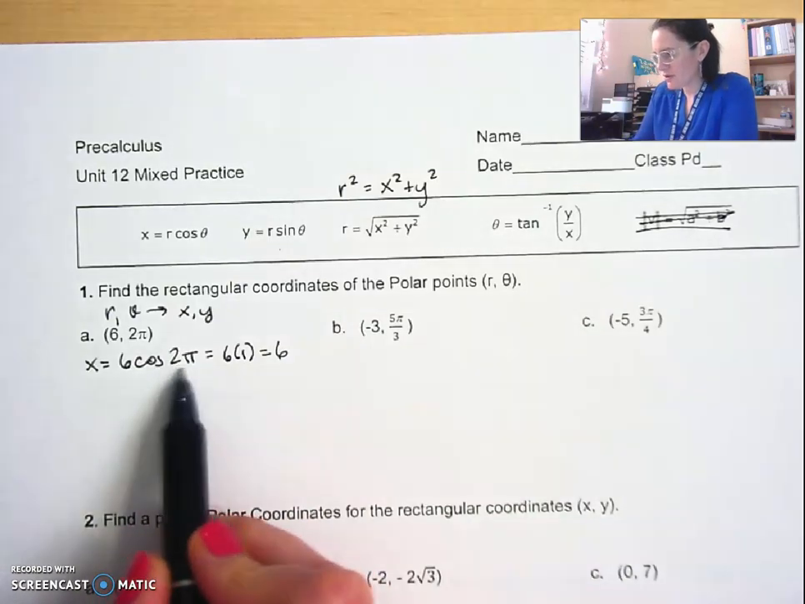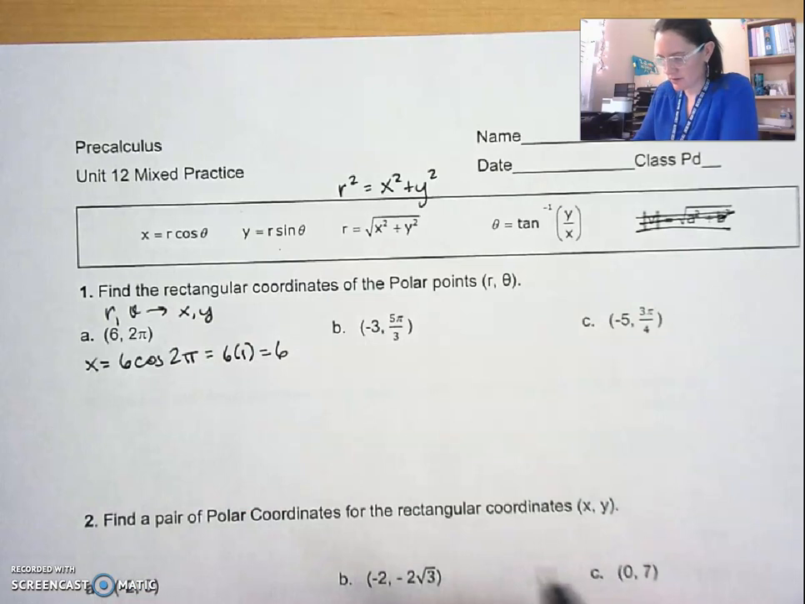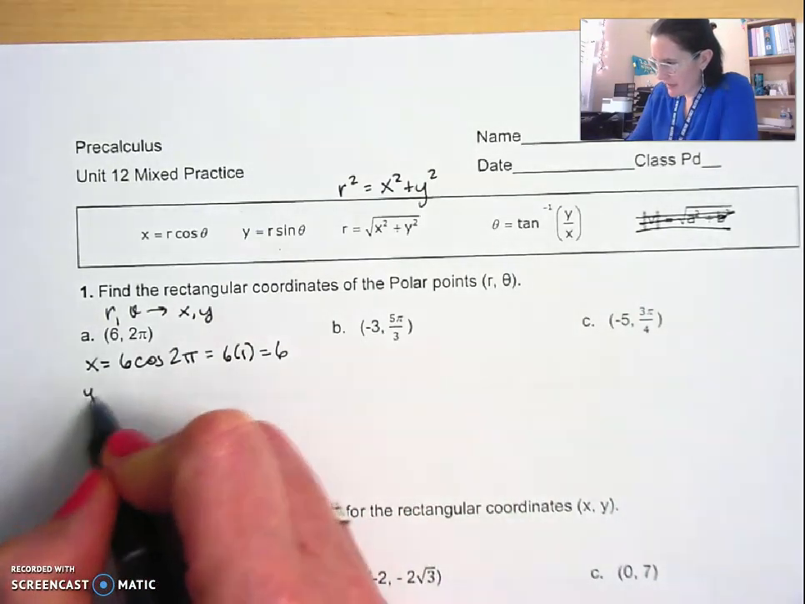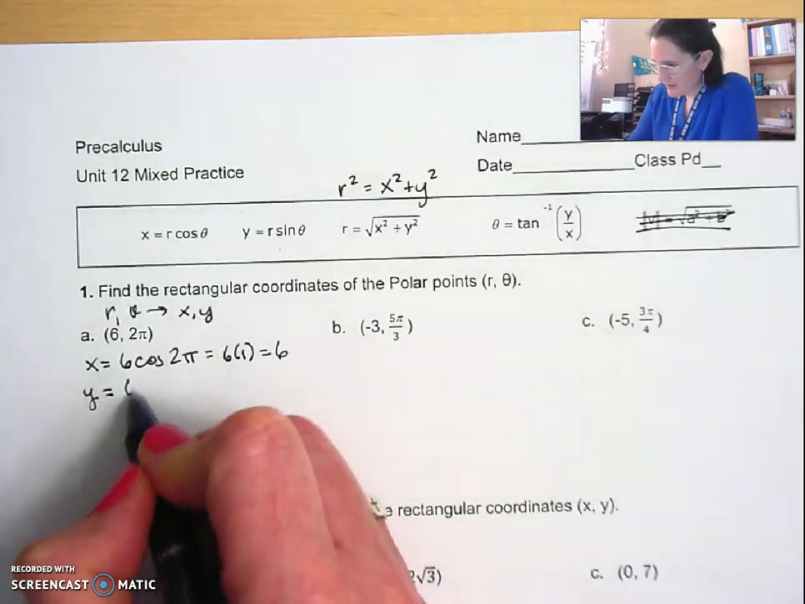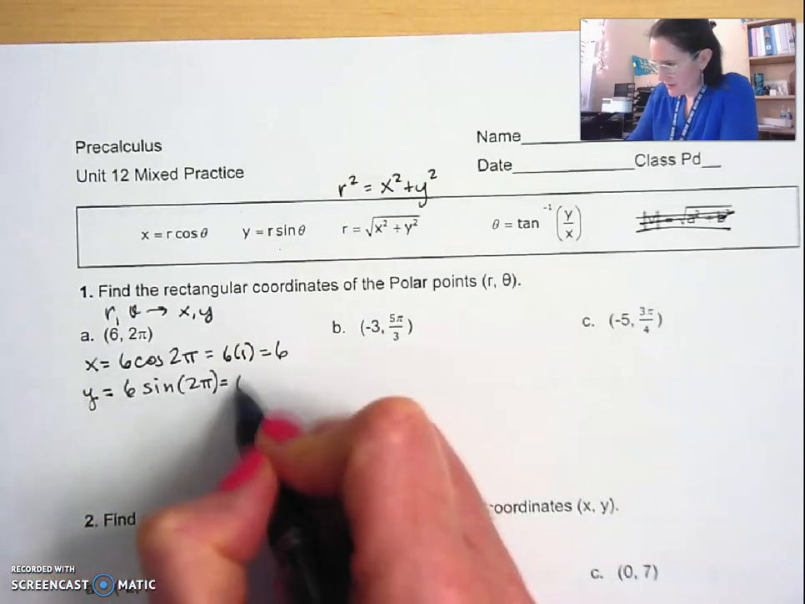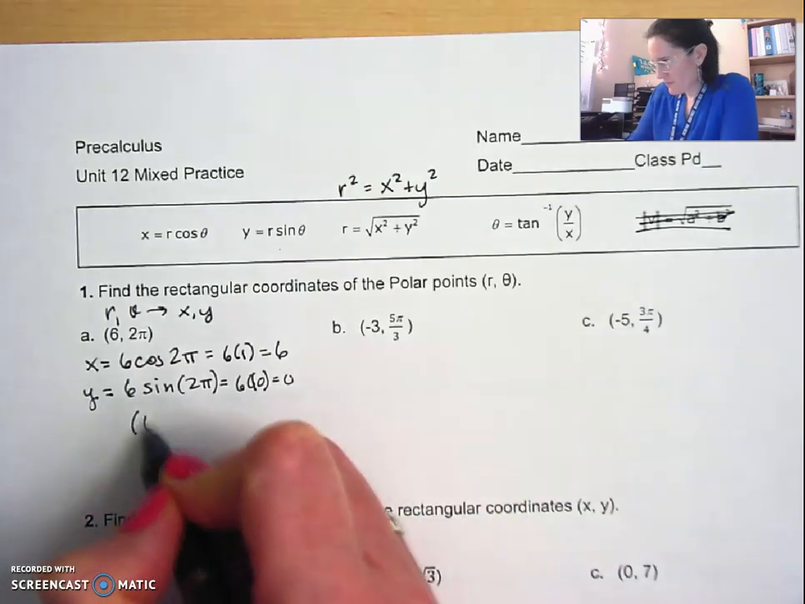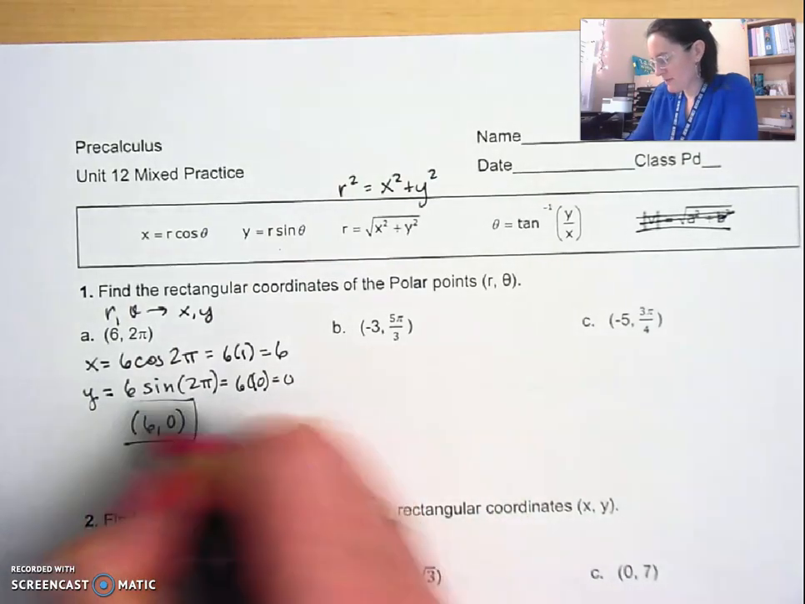So you'll need your unit circle handy to do the trig functions. And then for my y coordinate, it's going to be 6 times sine 2 pi, which is 6 times 0 or 0. So the ordered pair is (6, 0).